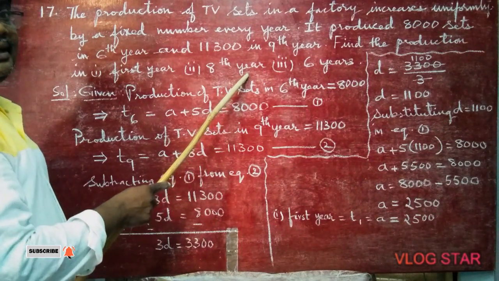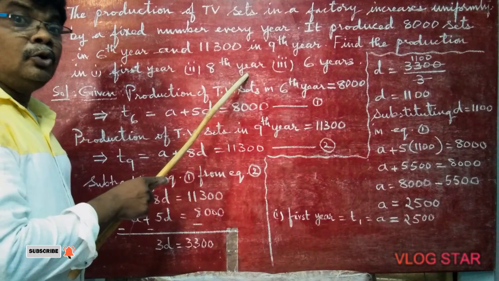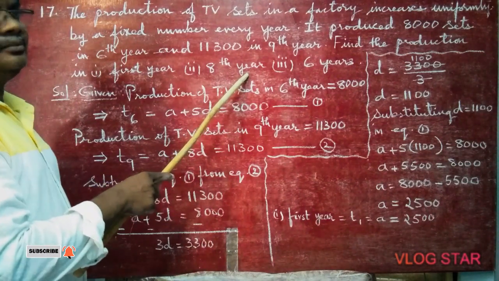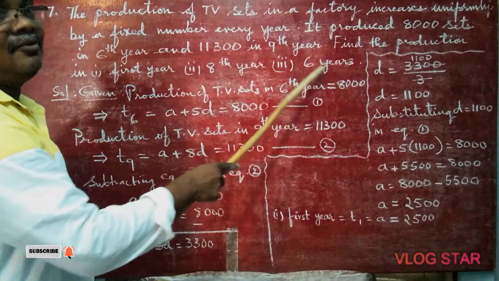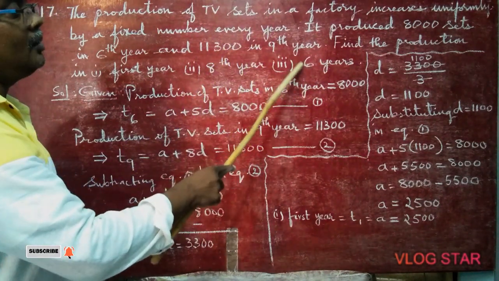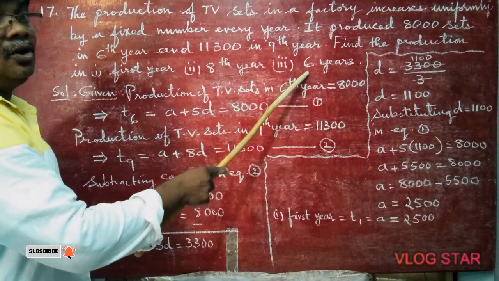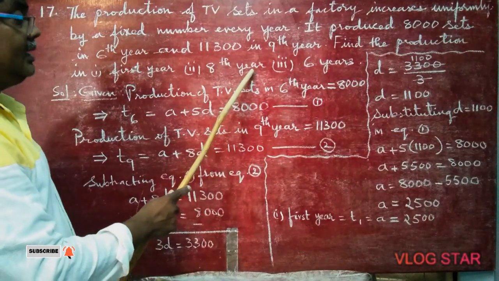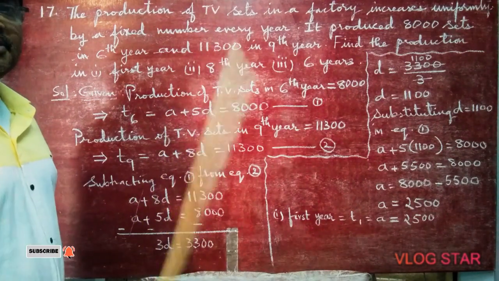Listen carefully. This is the 8th term, and this is 6 years, which means the sum from the beginning of the 1st year up to 6 years, the total production. This is only the 8th year, but this is the total from the 1st to 6 years. Keep this in mind. If you remember this, this problem is finished.